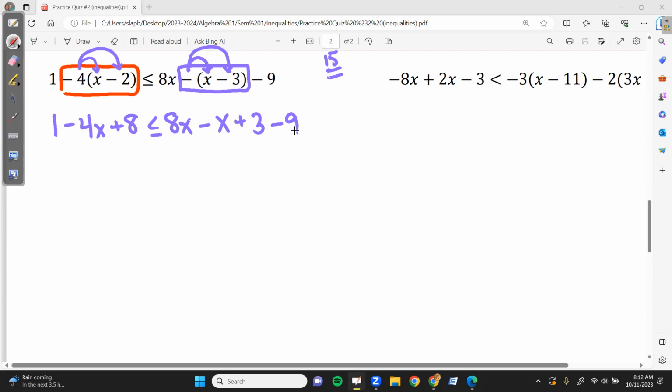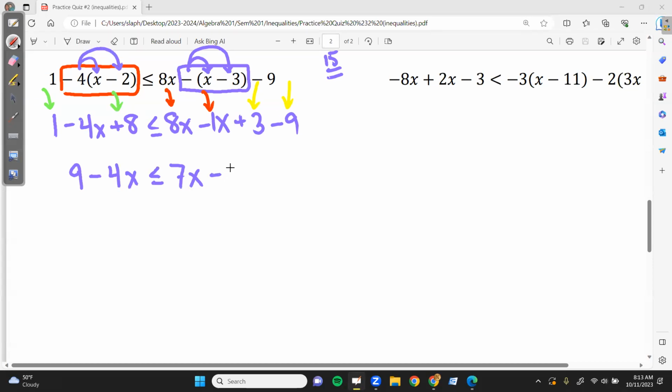Now it's time to combine up our like terms. So on the left-hand side, I do see some like terms. I see a 1 and an 8 that don't have x's, so they can go together. What's 1 + 8? So my left side is 9 minus 4x. Copy down your sign. On the right-hand side, I see some like terms. I see an 8x and a -x. What do they make? 7. If you have 8 x's and take away 1 x, you get 7 x's. So we're left with 7 of those. And then I also see a 3 and a -9. What's 3 minus 9?